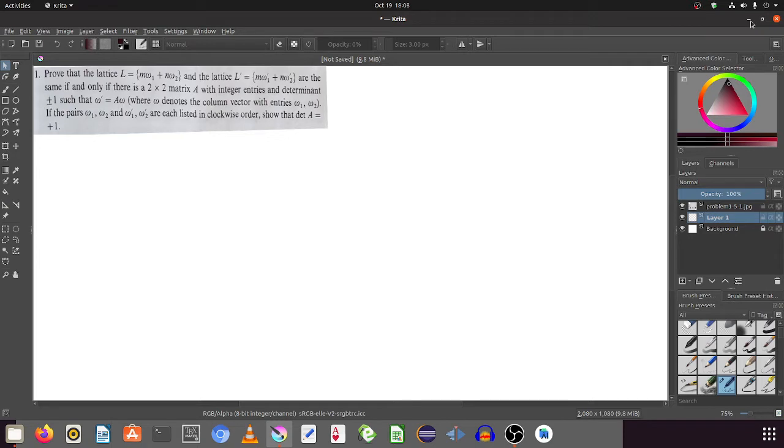So that's the first one. We have a lattice given by these two complex numbers and these two, and they are the same if and only if there will be a matrix with determinant plus minus 1, so that, yeah. Now that sounds eminently probable or likely.